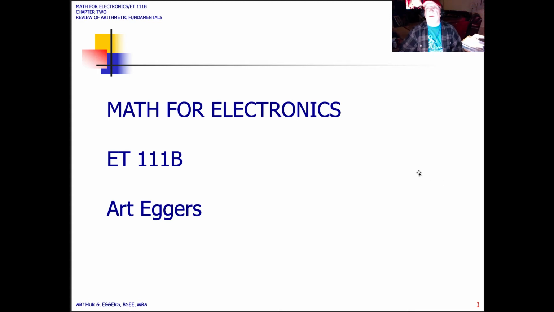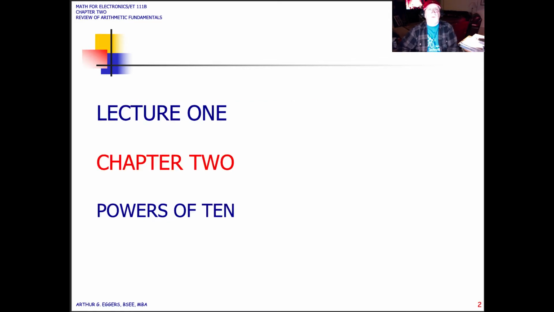Okay, back again for Chapter 2. Chapter 2 for Math for Electronics, we're looking now at powers of 10. So we introduced some of those concepts of powers of 10 in Chapter 1. Now we're going to go out a little farther and see how we apply and use these powers of 10 as tools for handling our numbers.